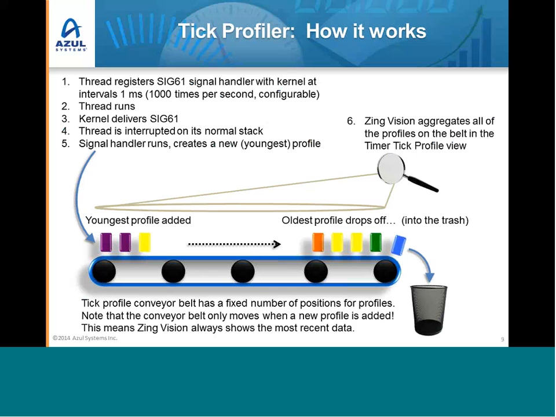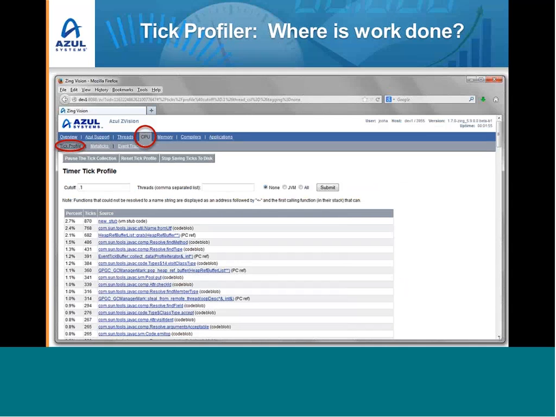What Zing Vision does is take a snapshot, aggregating all of the tick information that's on that conveyor belt into a timer tick profiler view. So let's now look and see what we're actually seeing. Here in a web browser is our window into the running Java virtual machine, and it displays the tick profiler page. At the top, you see the tabs: the overview, the Azul support, threads, CPU, memory, compilers, and applications tabs, as well as information saying the username, the host, and the PID, the version of the JVM that you're running, and the uptime for the process.